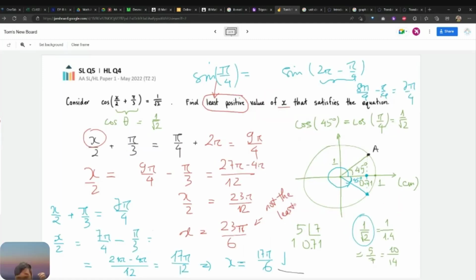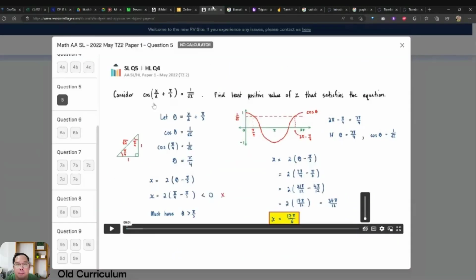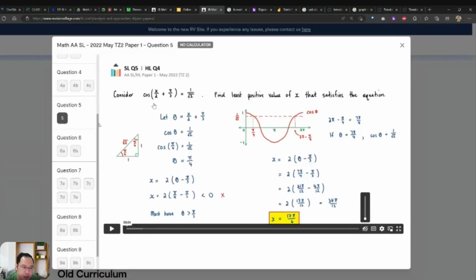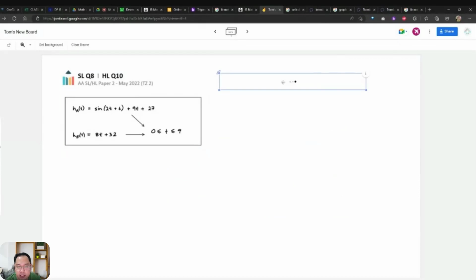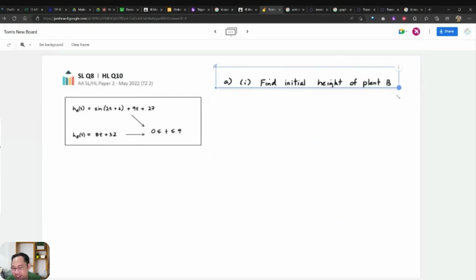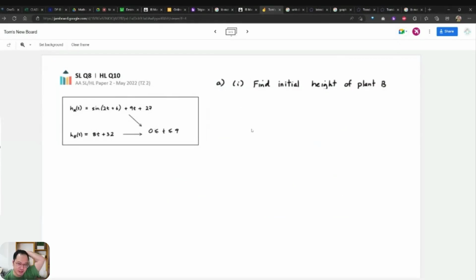How many questions are there in Paper 1 again? I forgot. Is it like 10? 9 questions. Okay. Question A1: find the initial height of the plant. Very simple. So at least we can complete the simple ones like this first, because we can still get some marks even for difficult questions.